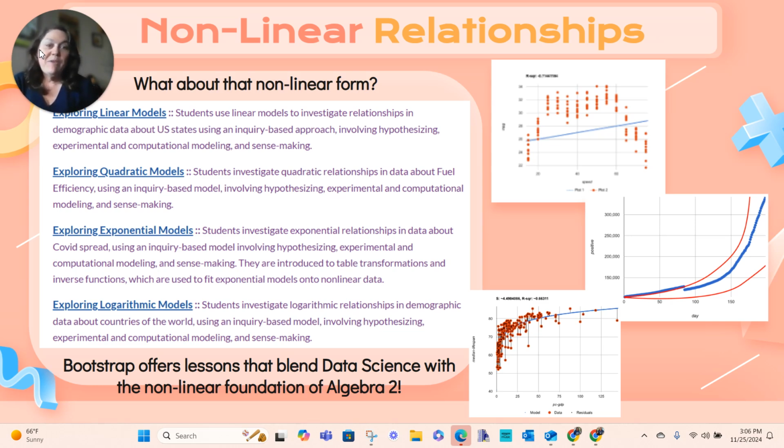But you can see here we have the quadratic, and that linear just doesn't quite model that, but they can explore. You've got quadratic, exponential, and logarithmic models that are there, and they can explore those in the data science curriculum. So what's really cool is that if you're a data science teacher, you can now integrate some Algebra 2 content into your course. And if you're an Algebra 2 teacher or Integrated 3 teacher, you can integrate some data science into your course. And Bootstrap allows you to do just that.